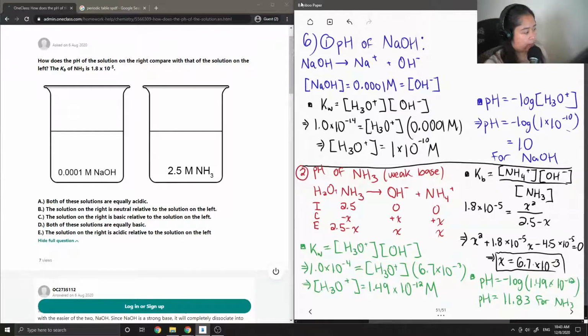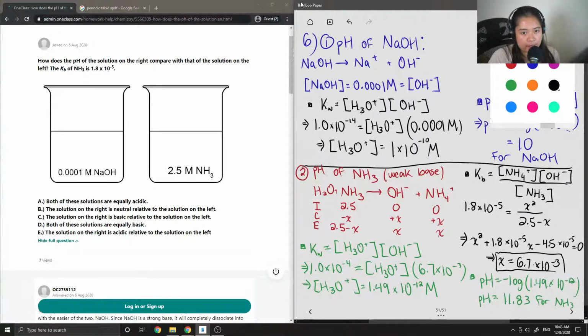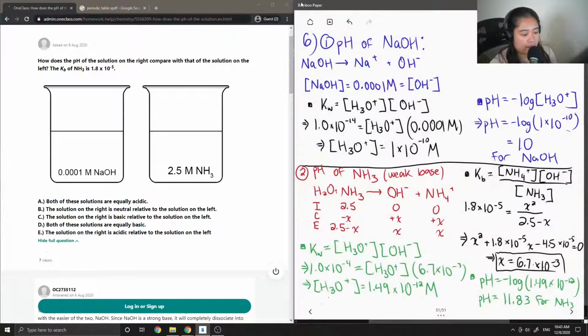Okay, so now let's look at both of our pHs. And we can see that the solution on the right is more basic. So that tells us that it is option C. The solution on the right is basic relative to the solution on the left.